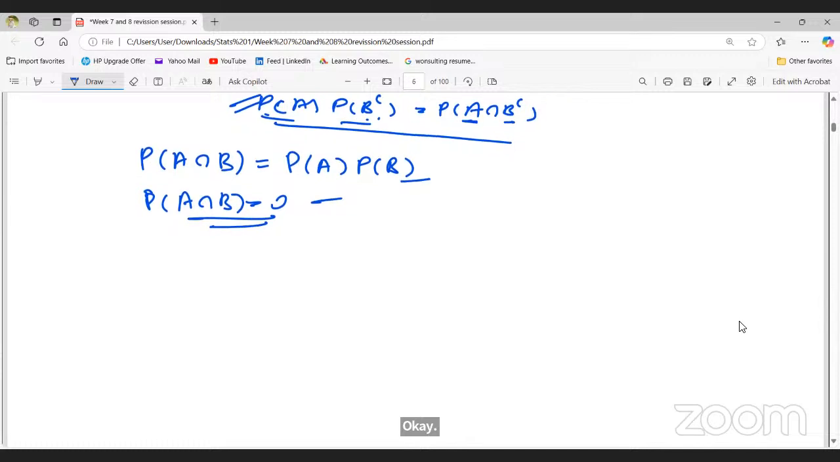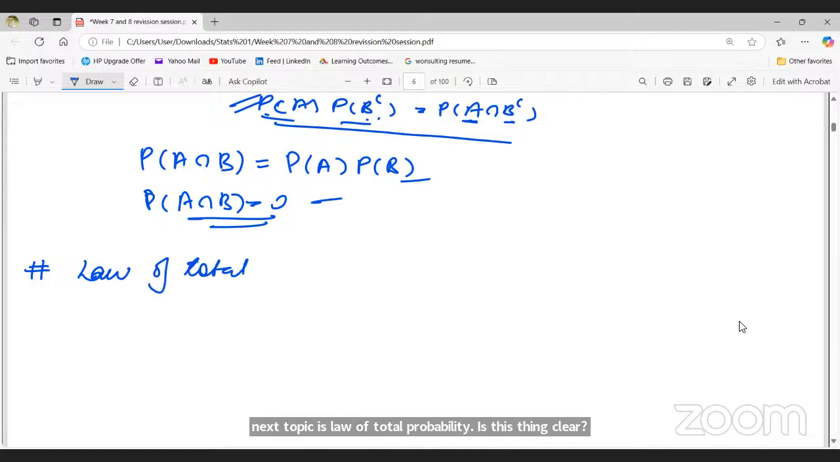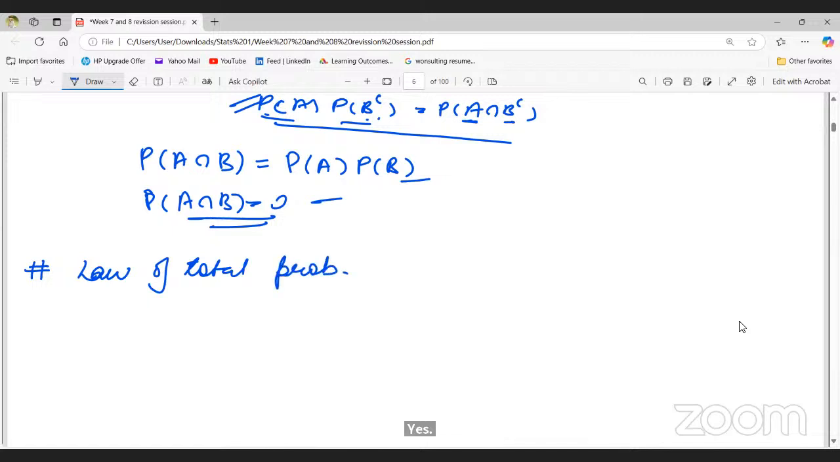Now, the next topic is the law of total probability. Is this thing clear? Can we proceed further? Yes, ma'am. Okay. Now comes the law of total probability. So what is the law of total probability?